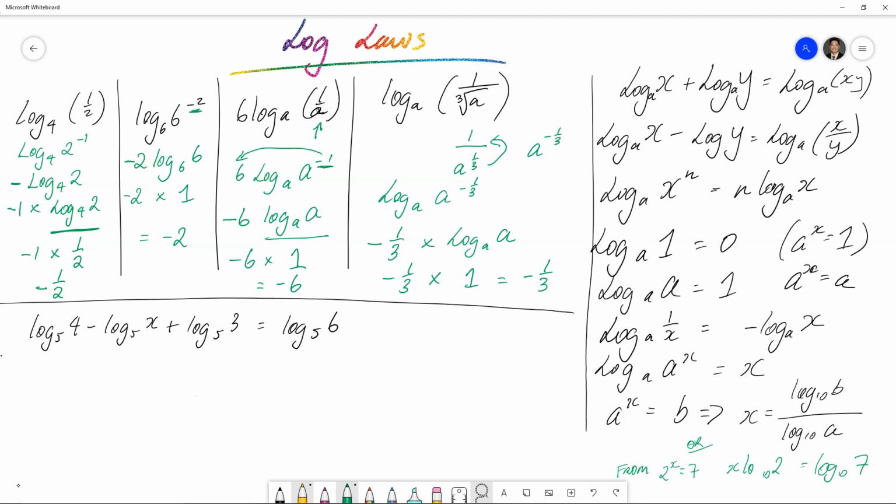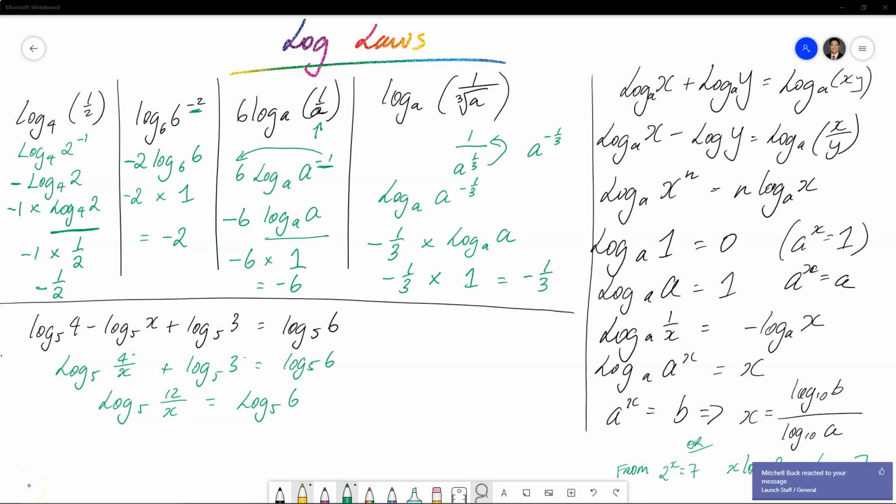Finally, last one at the bottom, we've got a nice long one here, and hopefully we put everything together. Log base 5 of 4 minus log base 5 of x, you're going to be dividing. Good. So we've got log base 5 of 4 over x plus log base 5 of 3. And when you add the logs, provided the bases are the same, we're going to multiply. So 4 times 3 is going to give you 12. So log base 5 of 12 over x is equal to log base 5 of 6. So make sure that you rewrite everything.